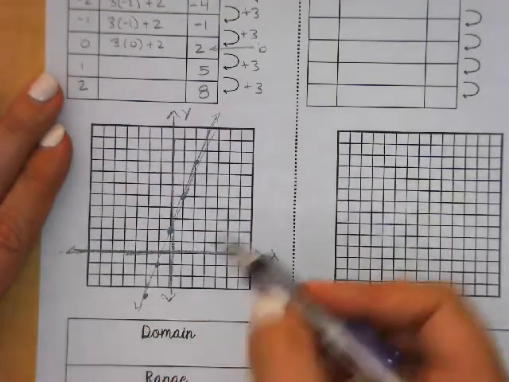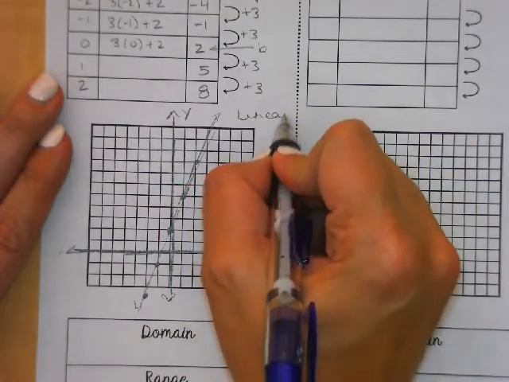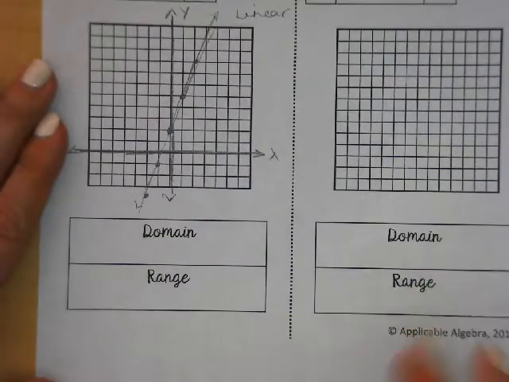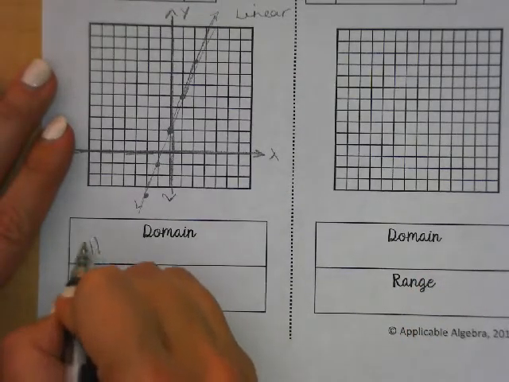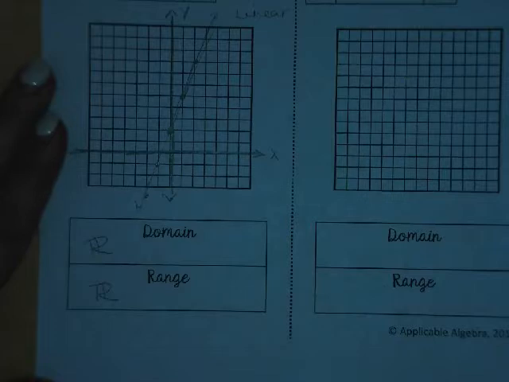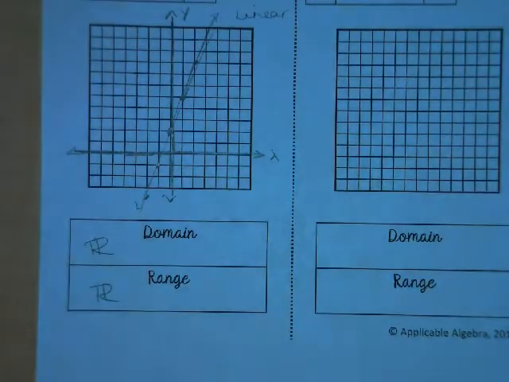Okay, so again, you can see that because this is linear, we're going to have a line. Our domain would be all real numbers when we did this. Okay.